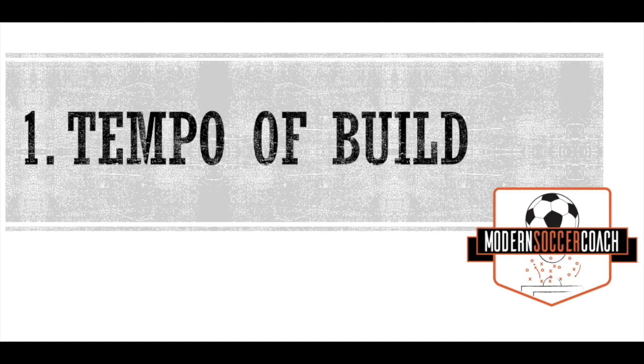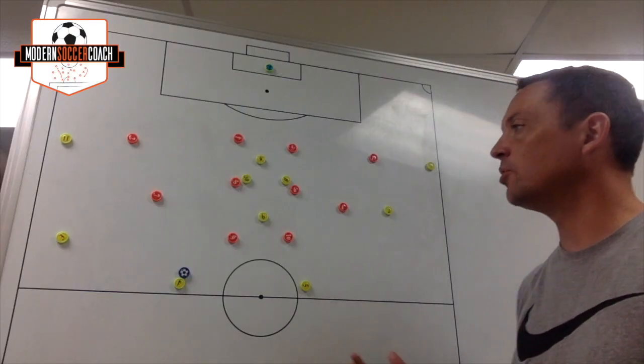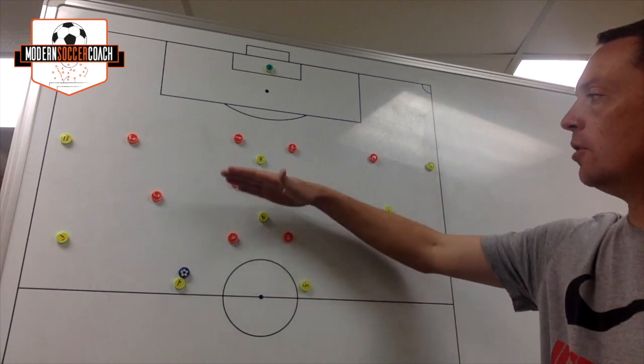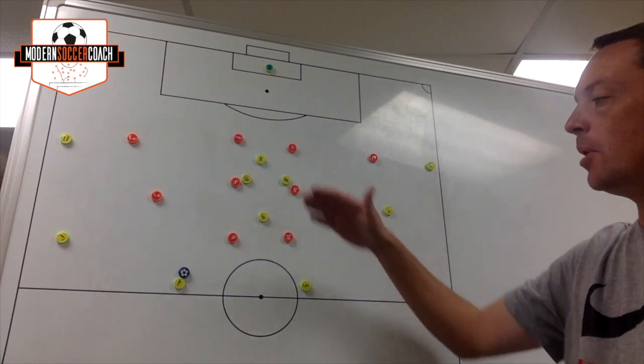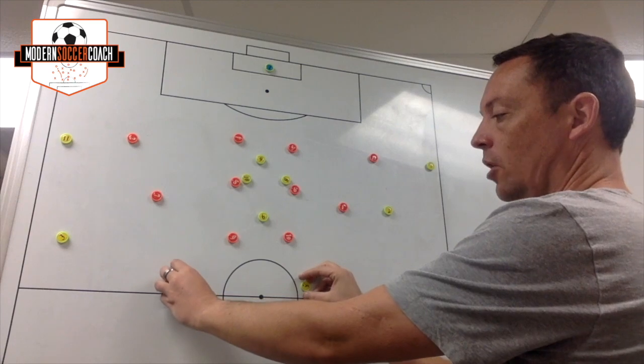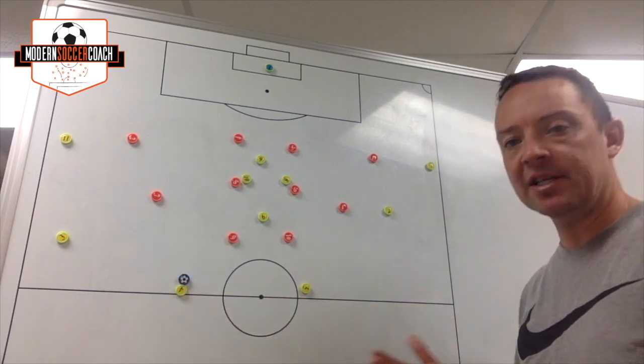So the first aspect we're going to look at is the tempo of the build and what impact that plays in breaking down a block. It's one aspect that I see a lot of teams struggle with. When a team drops off defensively into a medium block, all of a sudden you've got more time and the centre backs in possession of the ball.